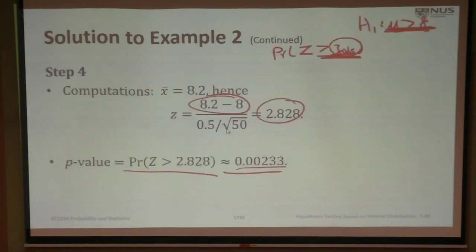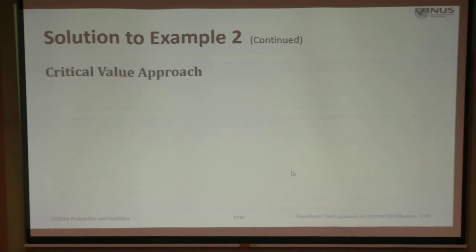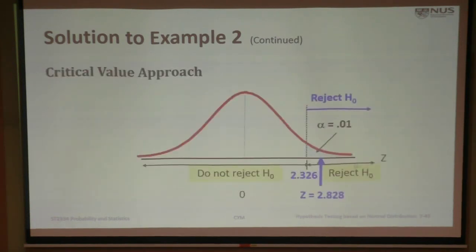And look at the p-value. The p-value here is also less than 1%. So the decision based on p-value is to reject the null hypothesis because the p-value is less than the level of significance. All right? So this is the idea. Now I calculate. This is the critical value, and this is my observed Z value from the data, and it falls in the rejection region. So I reject it.